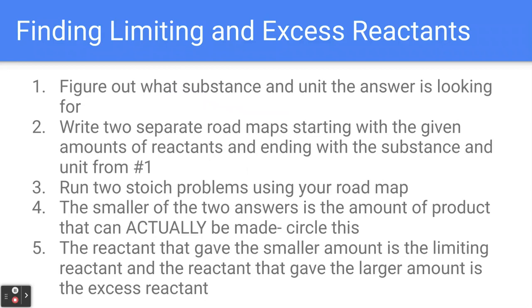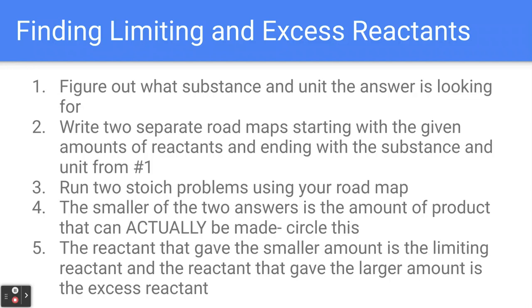So here are some numbered steps. Step one: figure out what substance and unit the answer is looking for. Step two: write two separate roadmaps, starting with the given amount of reactants and ending with the substance and unit from step one. So always start with whatever given units and amounts of the reactants you're given, and then always run to the same substance and the same unit that you just figured out. Step three: run those two stoich problems using your roadmap. So run the actual math, canceling out units, so units on the bottom cancel with units on the top.